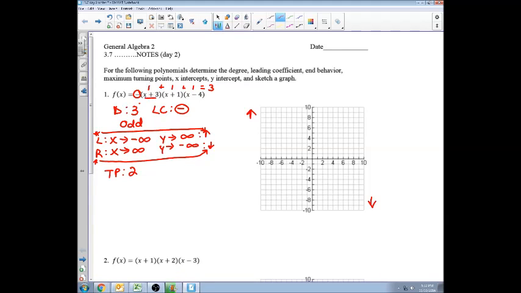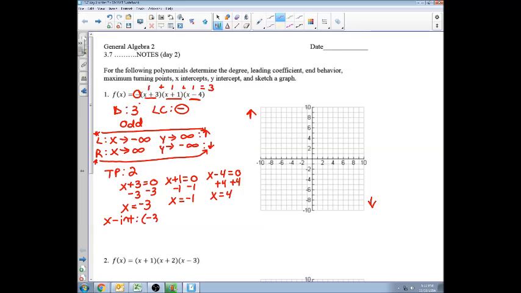What I'm going to do is I'm going to take x plus 3, set it equal to 0, solve for x. X would equal negative 3. Then I'm going to take x plus 1, set it equal to 0, subtract 1. X would equal negative 1. And finally, x minus 4, set it equal to 0. I could add 4 to both sides, so x would equal 4. Now, those are not my x-intercepts, but those are the numbers I'm going to use to find my x-intercepts. So my x-intercepts will then be negative 3, 0.